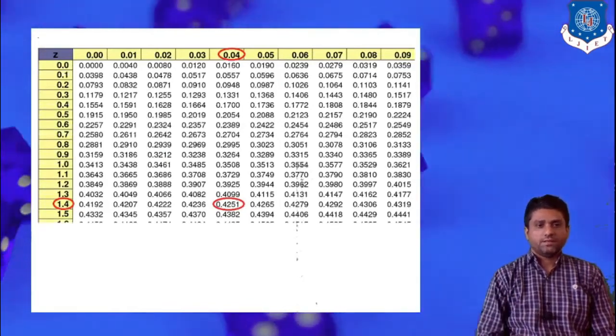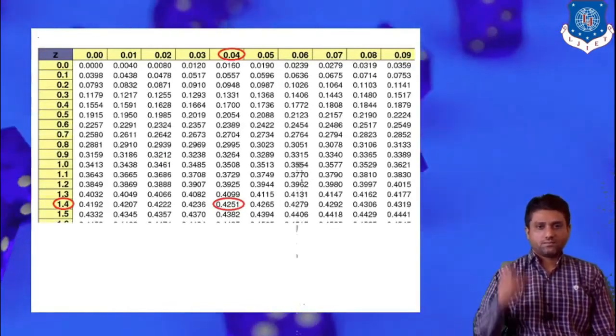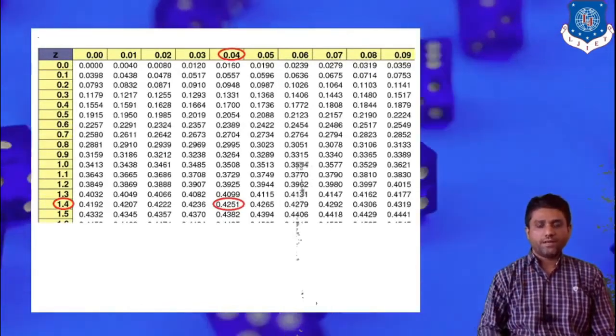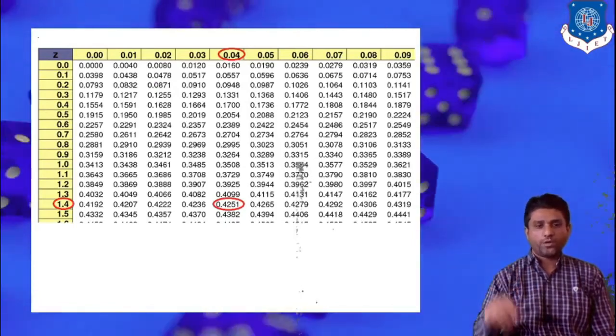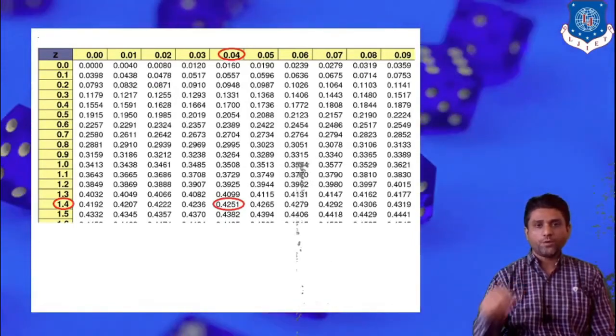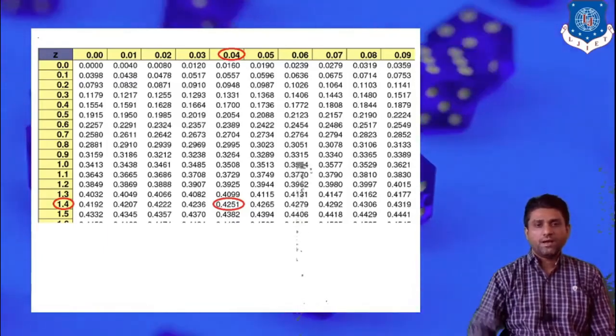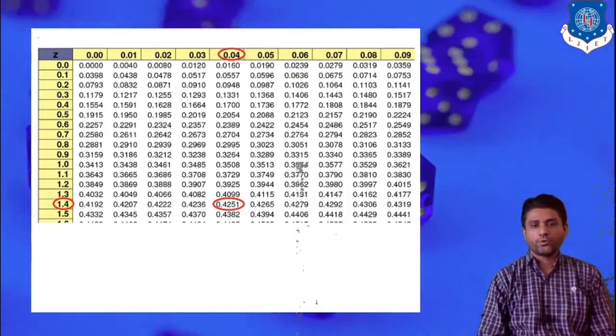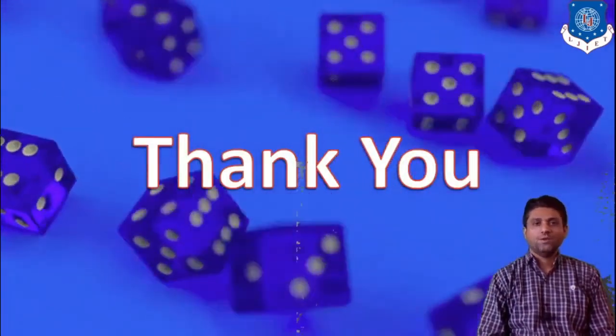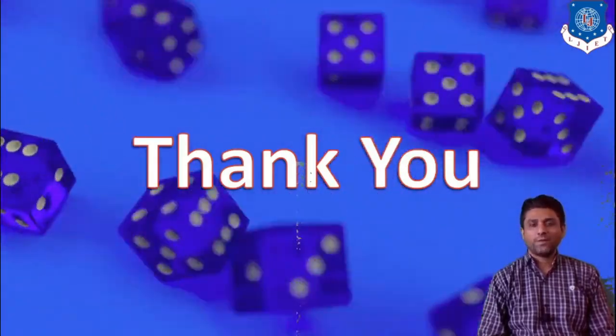See, we have to collect the probability of Z falling in the interval 0 to 1.44. So we highlight 1.4 as well as 0.04, and its probability is 0.4251. Thank you so much for paying your attention.